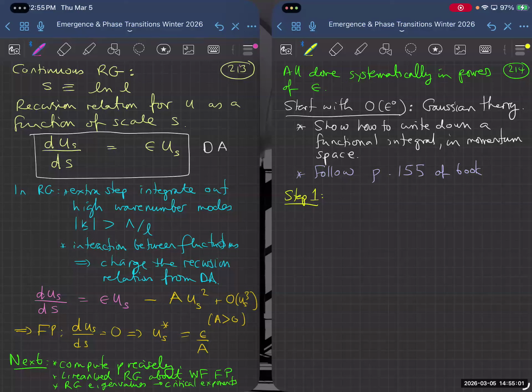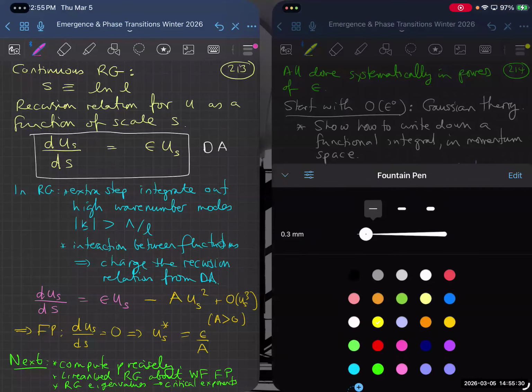The Gaussian model. So the thing we're looking at is the effective Hamiltonian, which I'm going to write in this form: integral d^d r, one half (grad s) squared plus one half r naught s squared. So that's going to be the Hamiltonian that I want to solve. It's a quadratic Hamiltonian. All right, let's write it down in Fourier space.